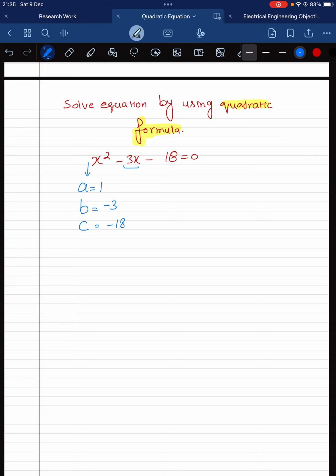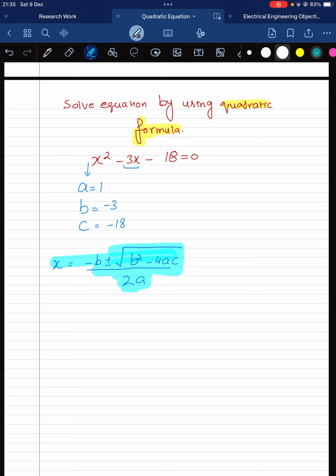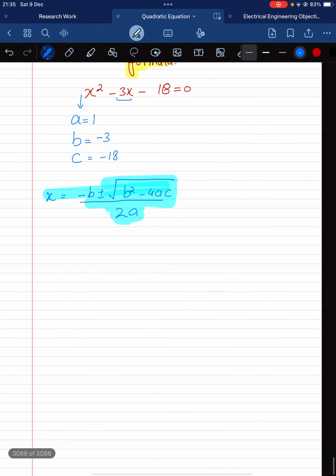Okay, now we just need to write the formula. You need to learn this formula because it will not be given in the paper. x equals minus b plus or minus the square root of b squared minus 4ac, over 2a. Whenever you get a question like this, you have to write this formula by yourself. They are not going to give you this formula in the exam.